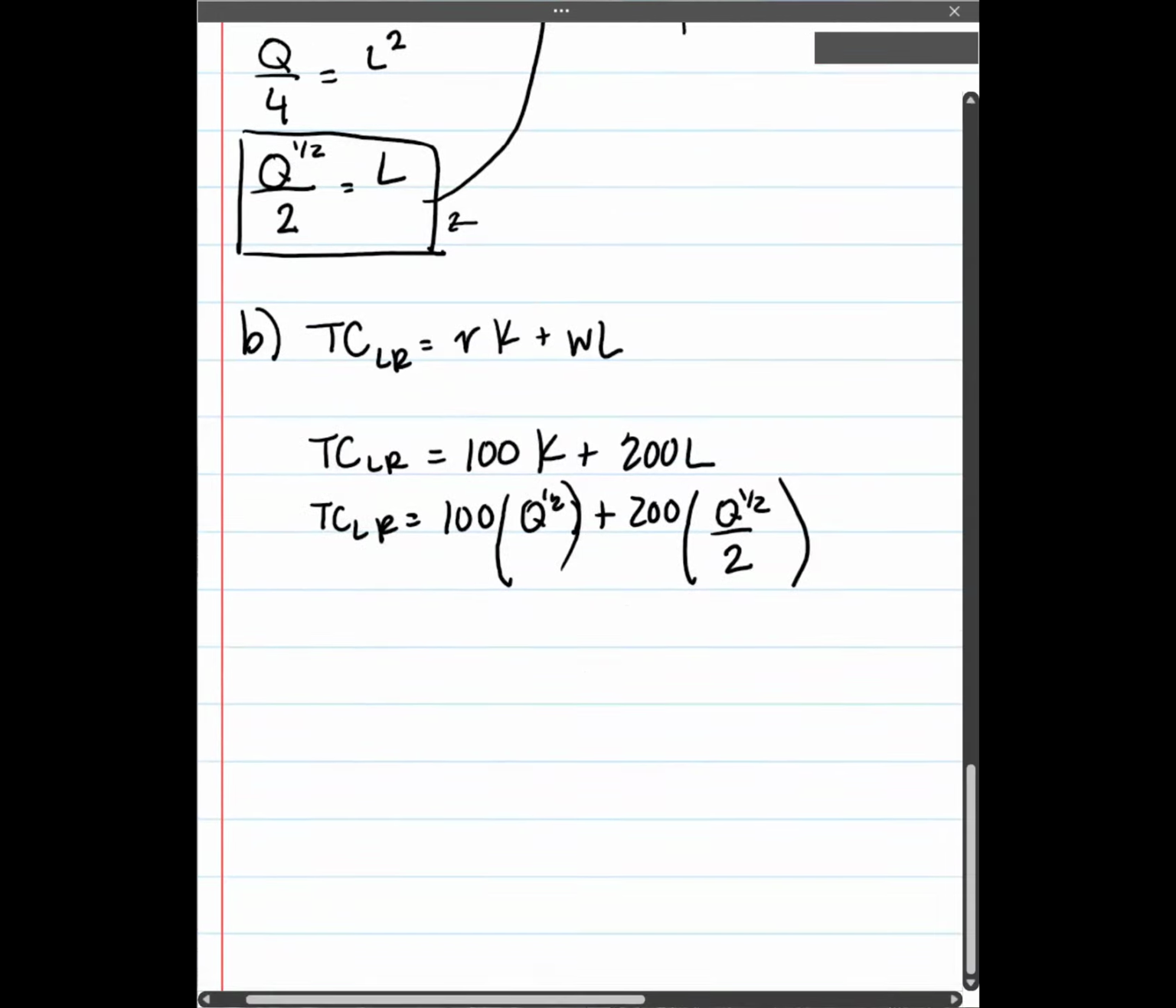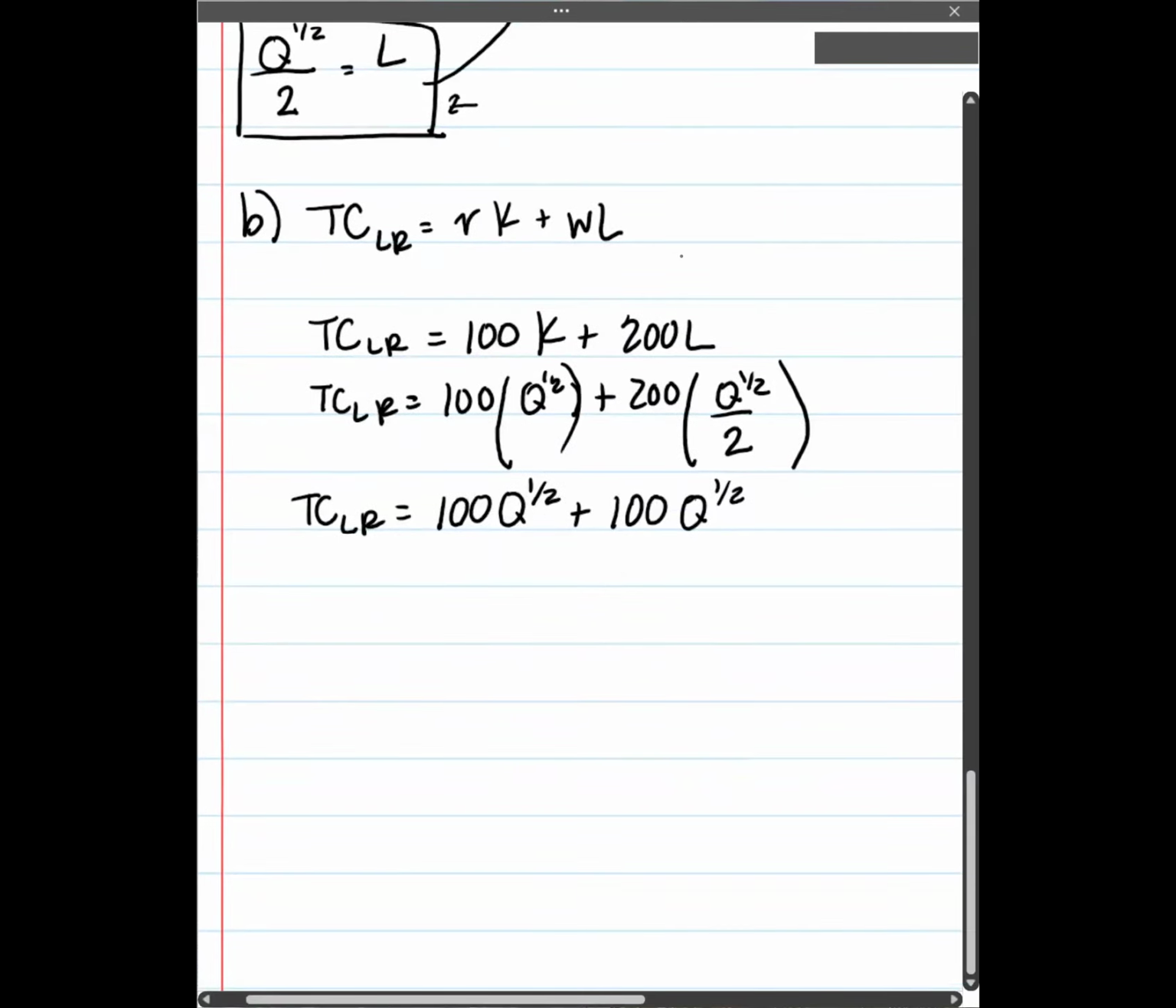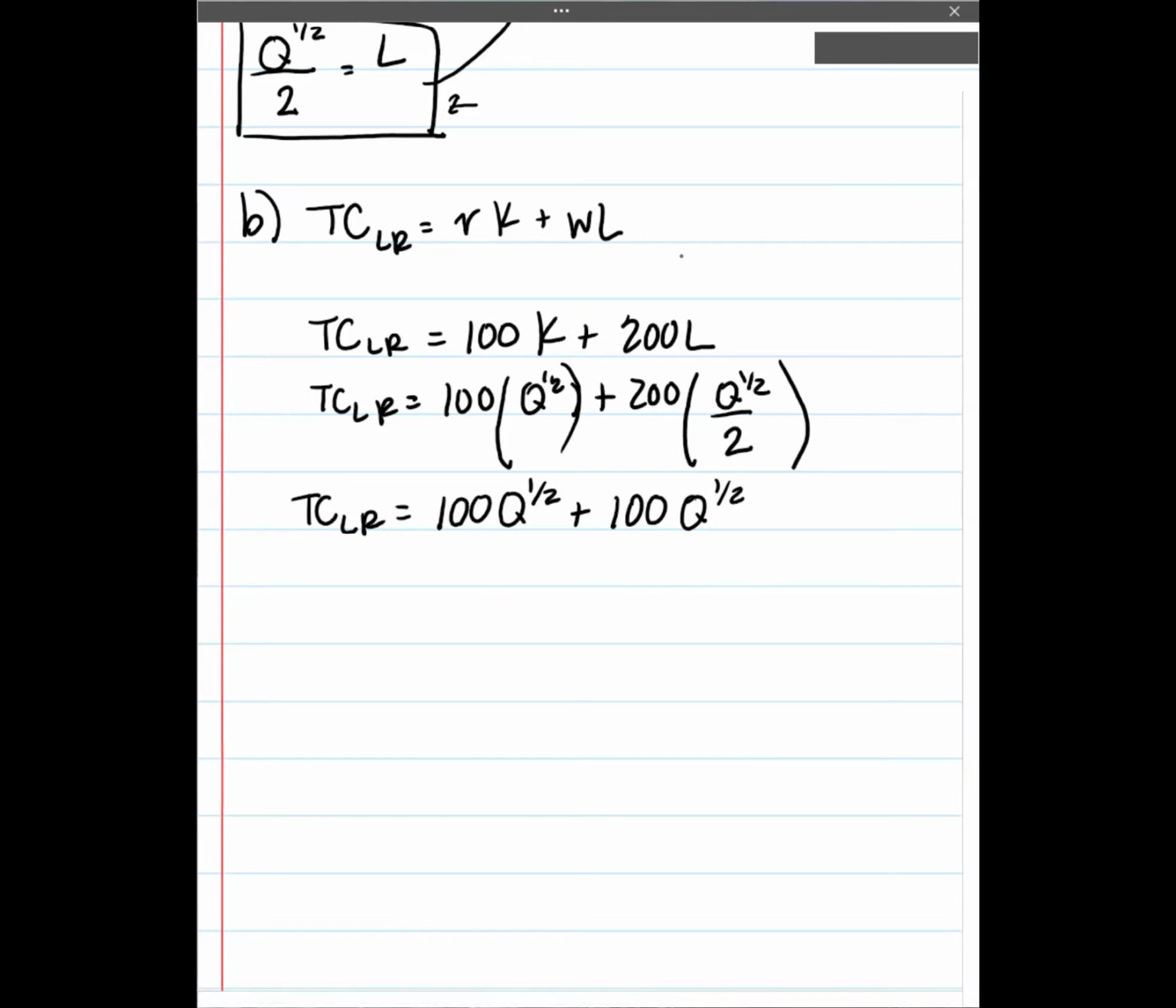Simplifying, total costs in the long run is equal to 100 times the square root of Q plus 200 divided by 2, which gives us 100 times quantity to the 1/2 power. We can add these, they're exactly the same. So 100 times the square root of quantity plus 100 times the square root of quantity gives us 200 times the square root of quantity.